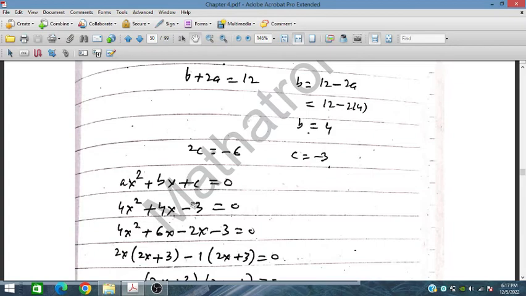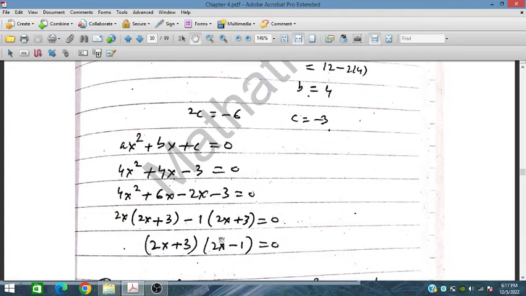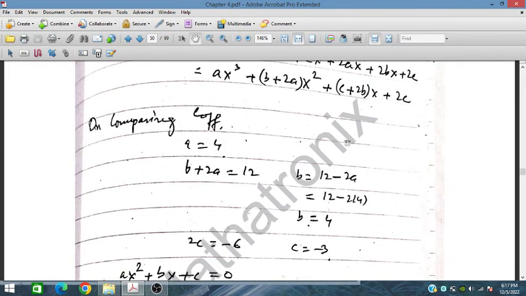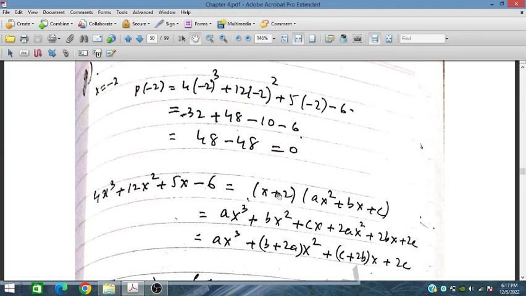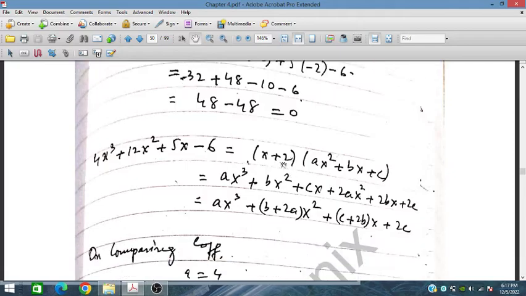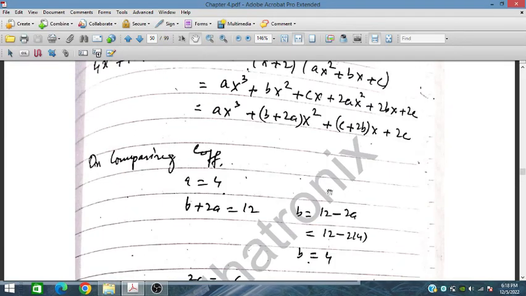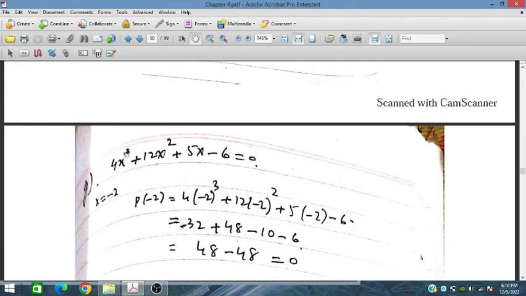Now factorize this further, and by factorization we have obtained 2x plus 3, 2x minus 1, and initially we have x plus 2. So x is equal to minus 2 is one of the solutions. From this, x is equal to minus 3 upon 2, and from this x is equal to 1 upon 2. So this is the complete solution, because this polynomial has degree 3, so there are 3 roots, 3 solutions.